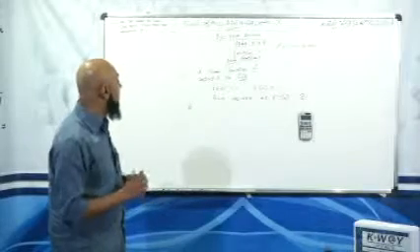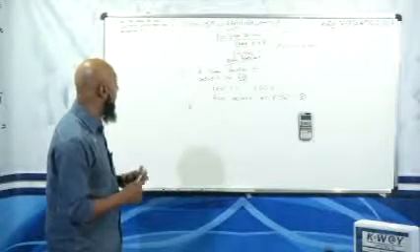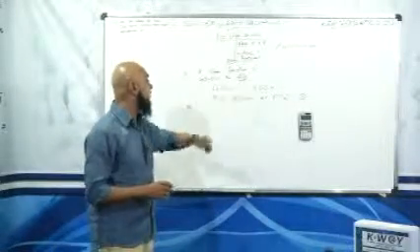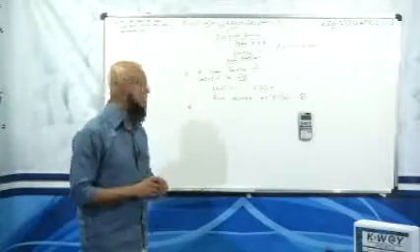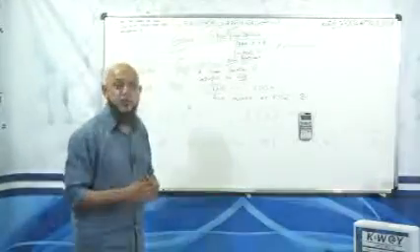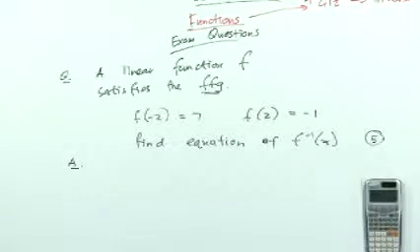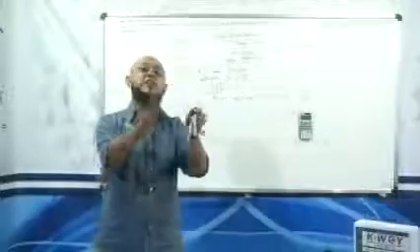So, a linear function f satisfies the following. f of negative 2 is equal to 7. f of 2 is equal to negative 1. Find the equation of f inverse. So, obviously, we first need to find the equation of f of x. Once we find f of x, then we're going to find f inverse.